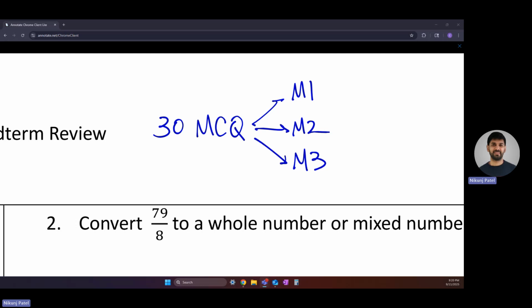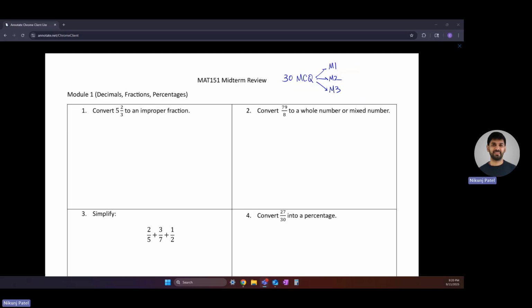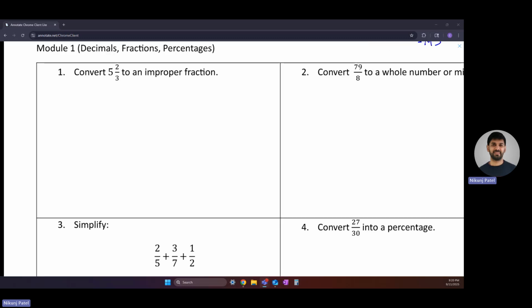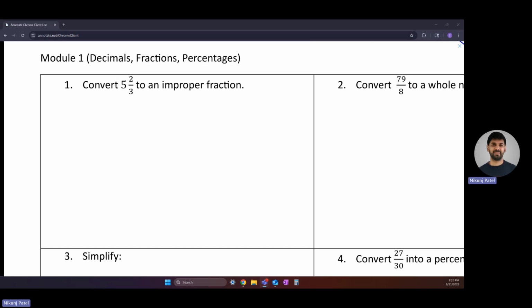Module 1, which we'll cover in this video, was all about decimals, fractions, and percentages. So let's take a look at these questions on the first page here of the review. This first question asks us to convert this mixed number 5 and 2/3 to an improper fraction.